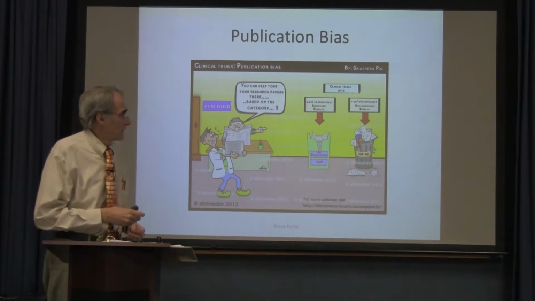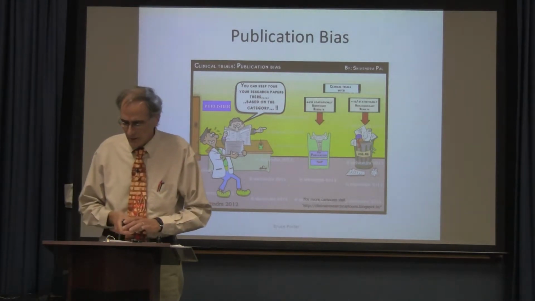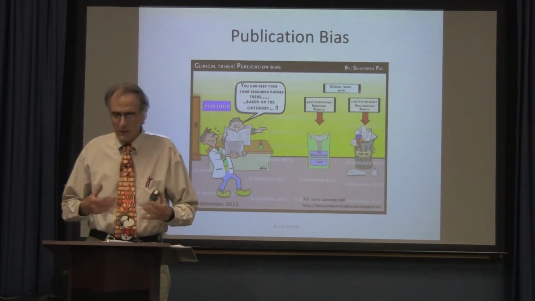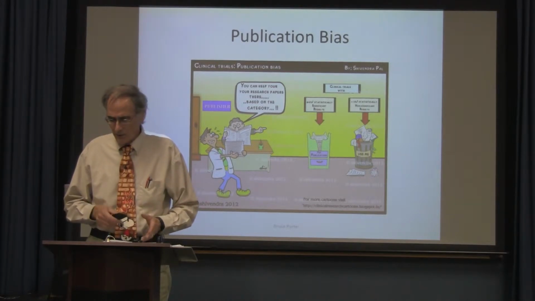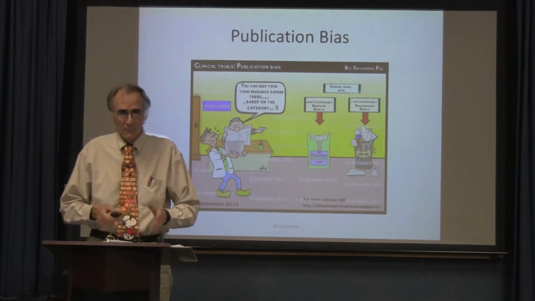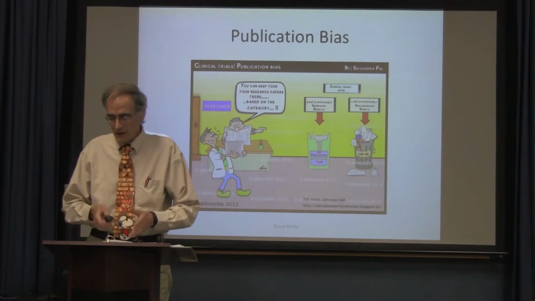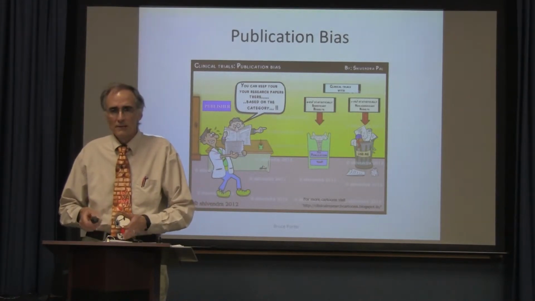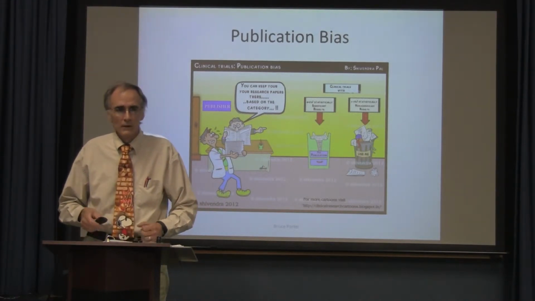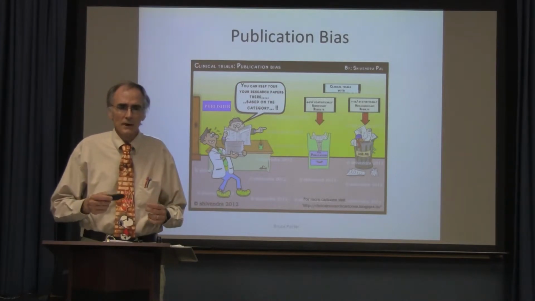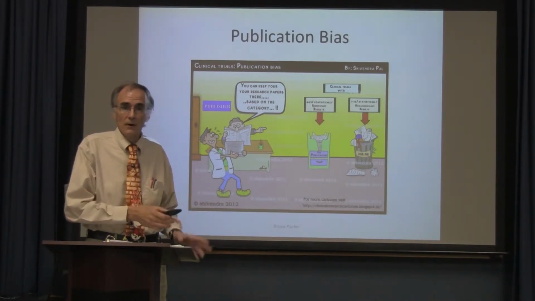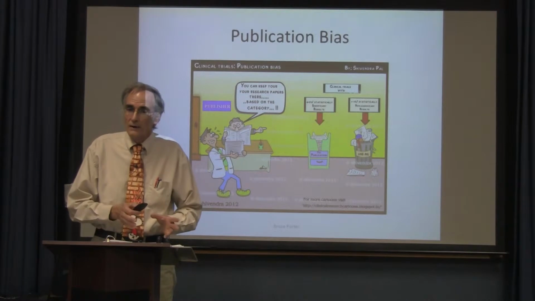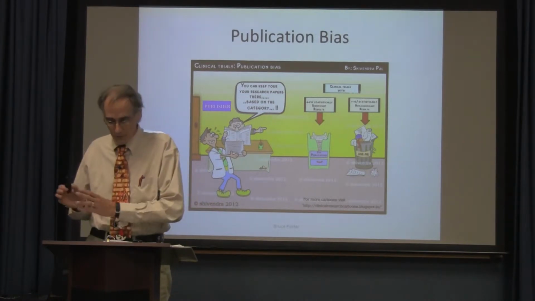We also need to look at publication bias. Publishers tend to publish studies that have positive effects and not publish studies that have negative effects. So they have a strong tendency to publish studies that actually show the hypothesis being true, but not publish studies that show the hypothesis being not true.